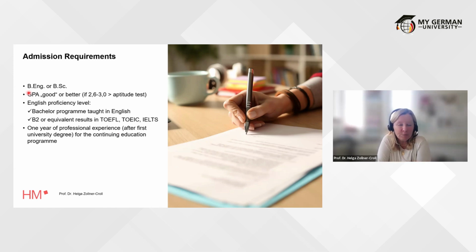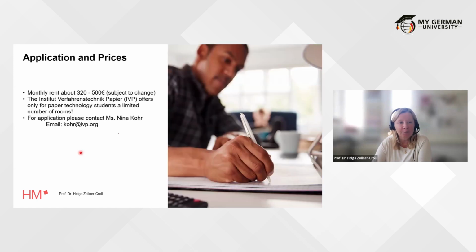Or if your bachelor program is already taught in English, then this is, of course, also approved for your English proficiency. And since it's a continuing education program, at least 1 year of professional experience after your bachelor degree. So then you can apply for our master program in paper technology.